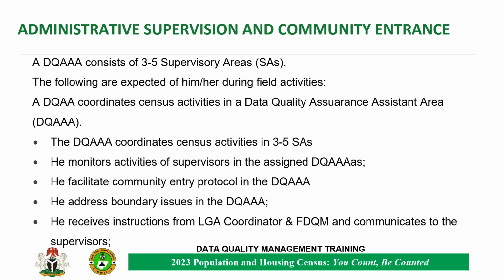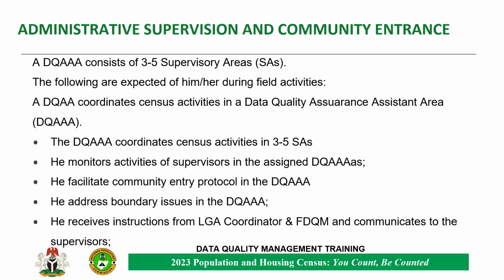So during field administrative supervision and community entrance, it says a DQAA, a data quality assurance assistant area, consists of 3 to 5 supervisory areas, meaning that one DQAA will be in charge of 3 to 5 supervisors, a minimum of 3 supervisors and a maximum of 5 supervisors. It says the following are expected of him or her during field activities.